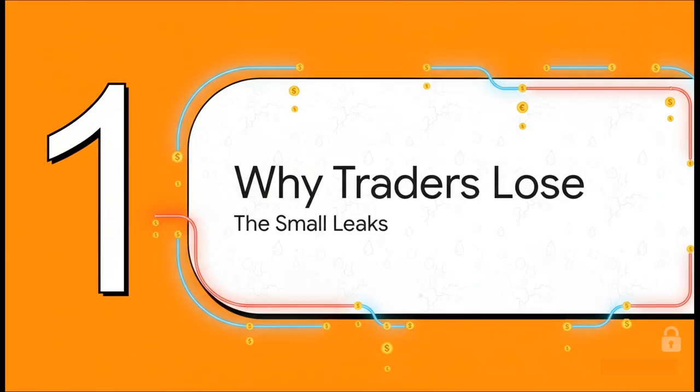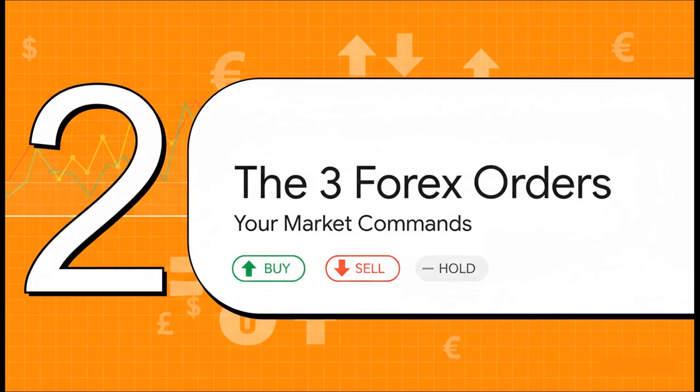You know, it's usually not the one big disastrous trade that takes people out. It's death by 1,000 paper cuts. It's all the small leaks: an order placed the wrong way, not accounting for the spread, picking the wrong lot size. These are the silent account killers that leave traders just scratching their heads, wondering what on earth went wrong. So let's fix that right now.